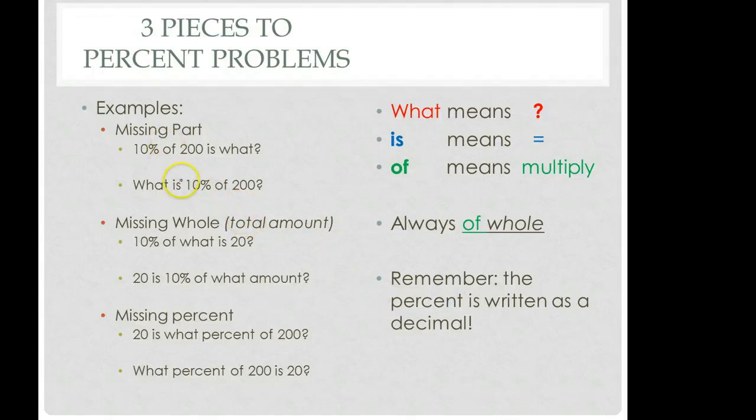Here are some examples. I'm missing the part. So remember, it's easy to figure out the percent because you've got the little percent sign or you have the word percent. Of is always multiplication. Is always equals. And it's always of the whole. Here's the whole.